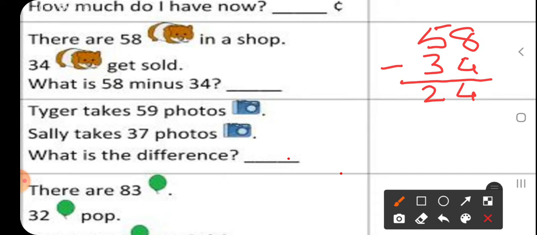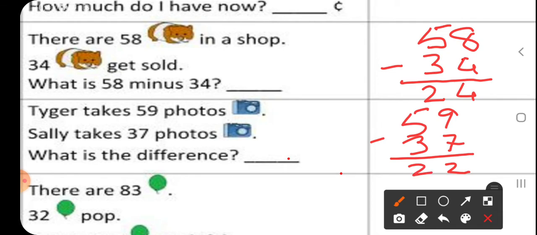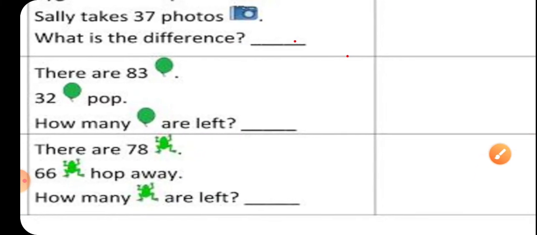Then Tiger takes 59 photos, Sally takes 37 photos. So, who takes more photos and how many more photos? So, 59 minus 37. 9 minus 7 will give you 2 and 5 minus 3 again will give you 2. So, who takes more photos? That is, Tiger takes 22 more photos. Now, here in word problems, writing answers are also very, very important. Now the last two sums we'll see.